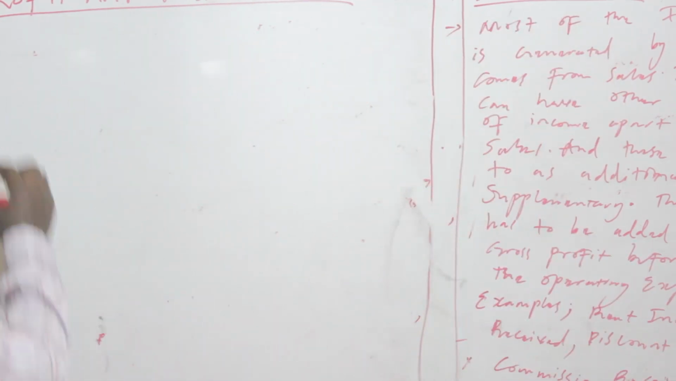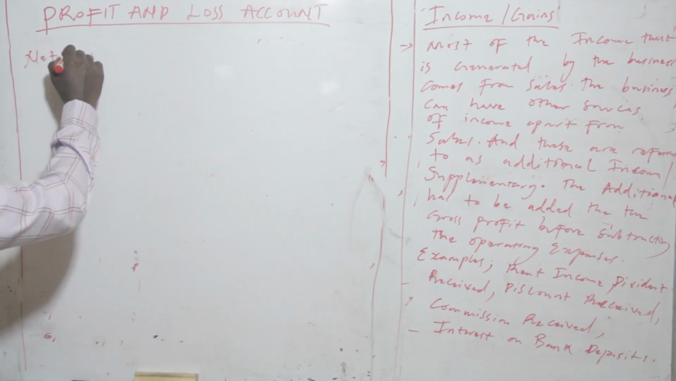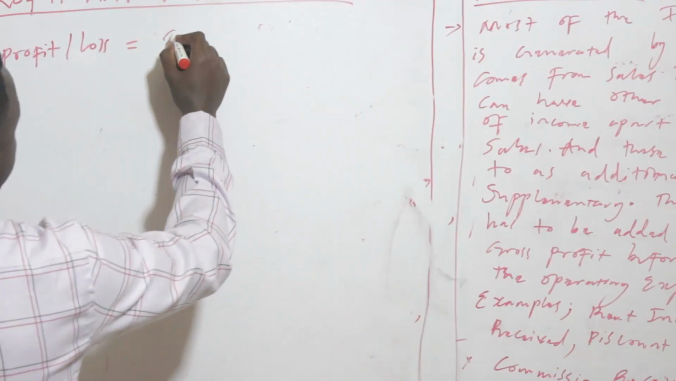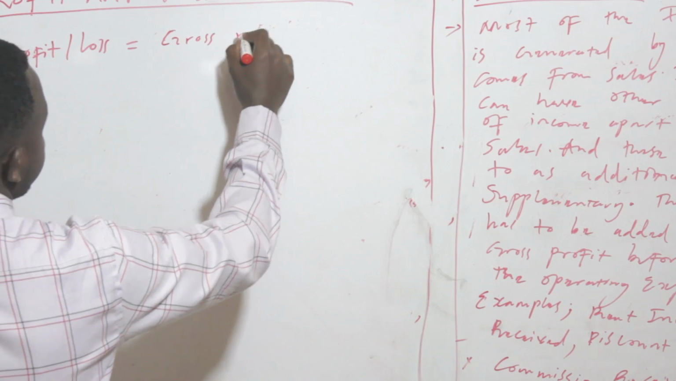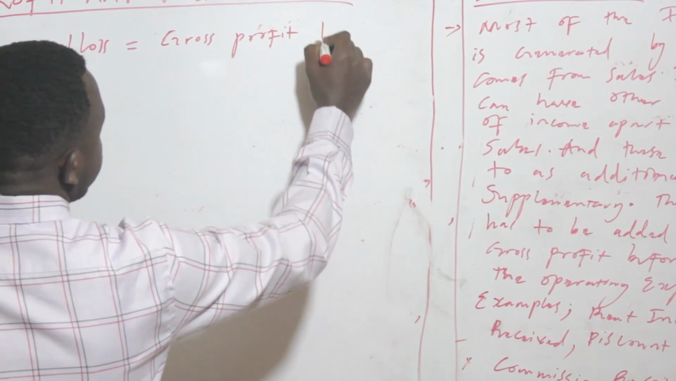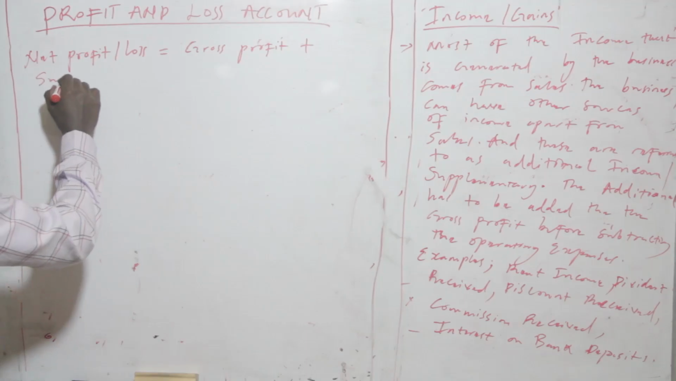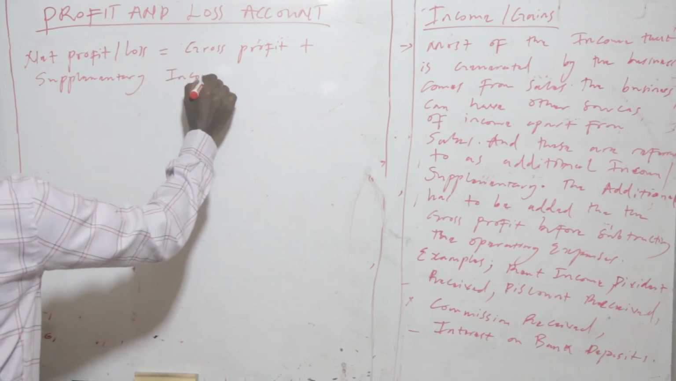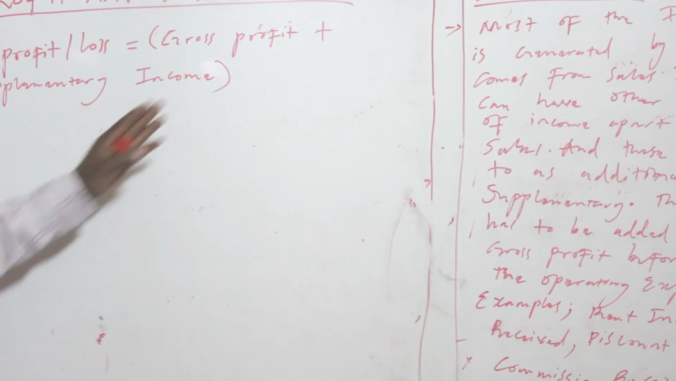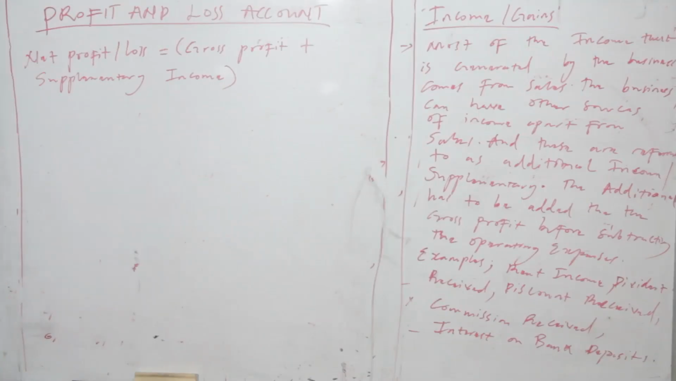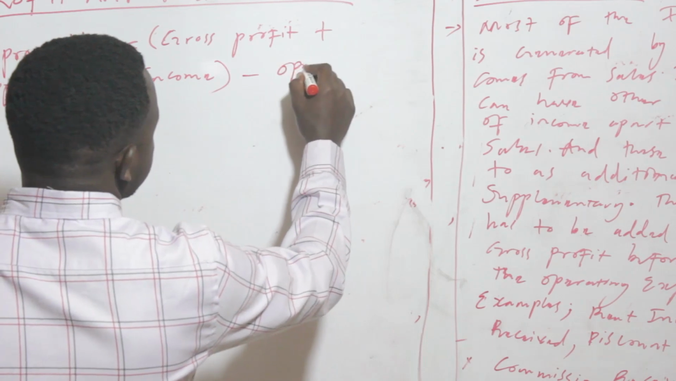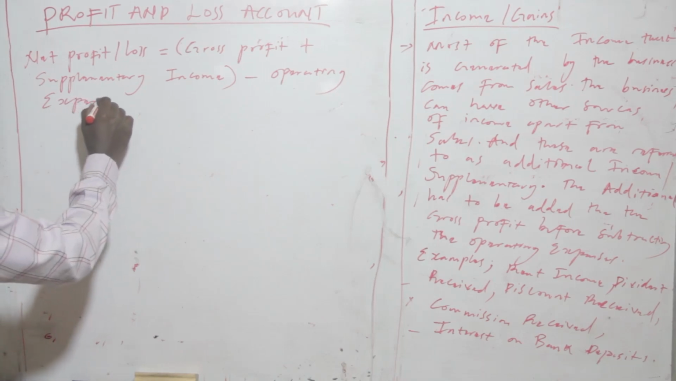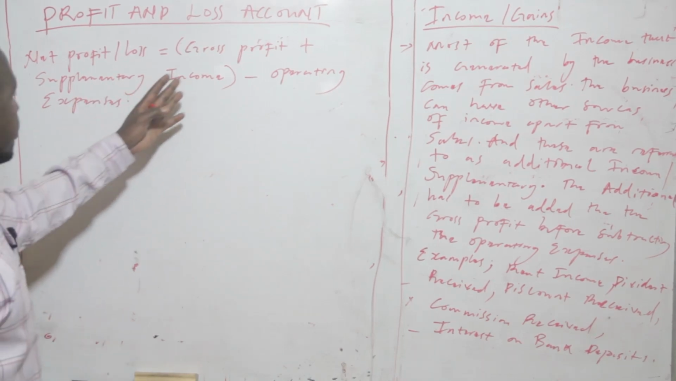So we can say net profit or loss is equal to gross profit plus supplementary income. So you have to put gross profit plus supplementary income in brackets, then minus operating expenses. So this is going to be the formula.